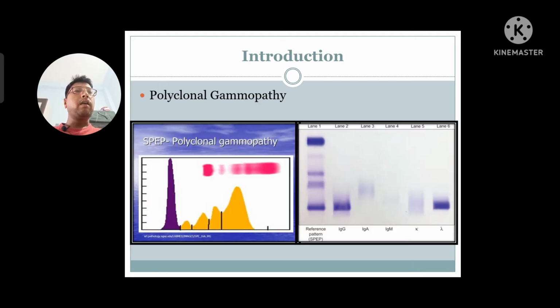But a rare case of myeloma having polyclonal gammopathy has also been reported now. So further cases of multiple myeloma should be reported, and more studies are required in the feline species.